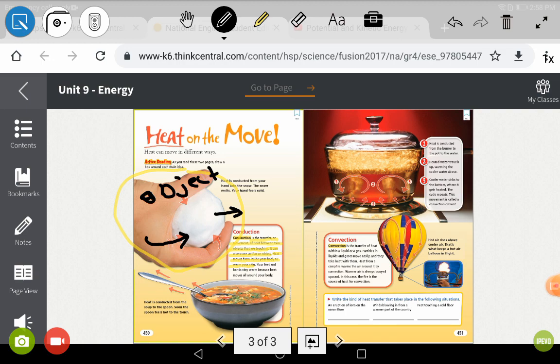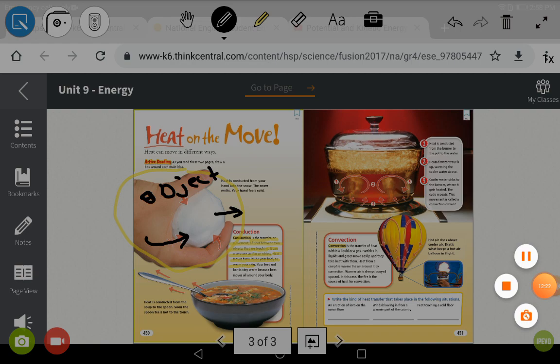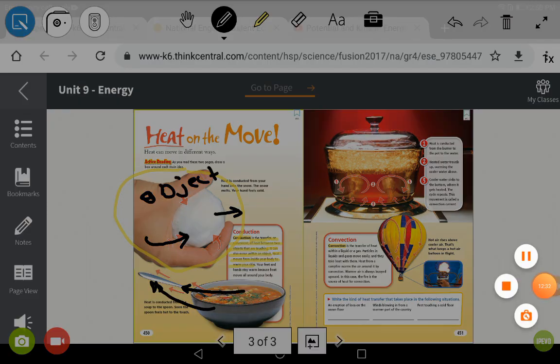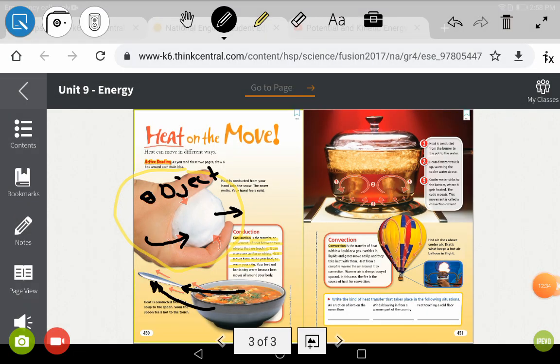Another example, I have a soup bowl here with a spoon. Okay, those are two different objects. This is an object and this is another object. Now this object is the higher temperature, and this object, which is the spoon, is the lower temperature. Then we will feel the heat move from the soup to the spoon. That's why it's hot when you touch it. All right.